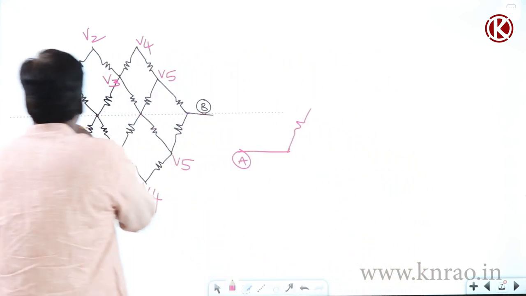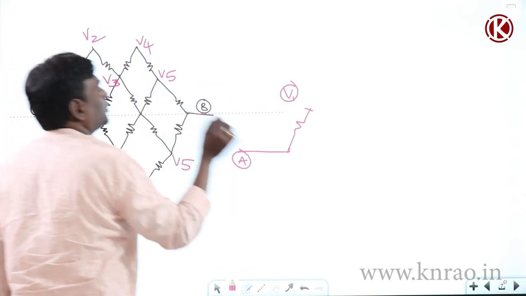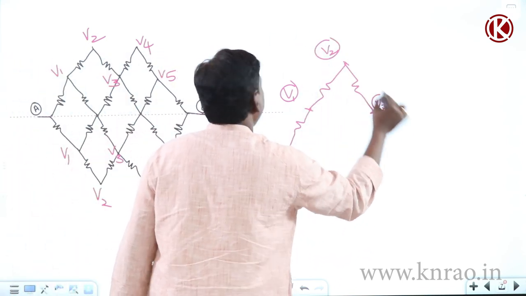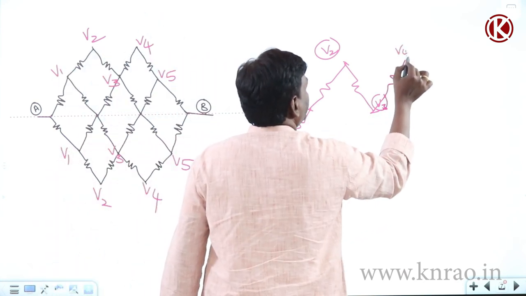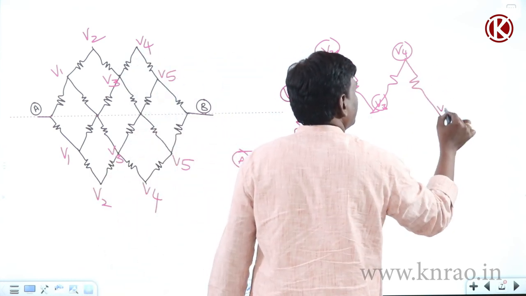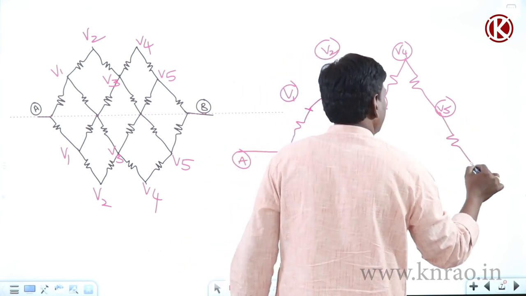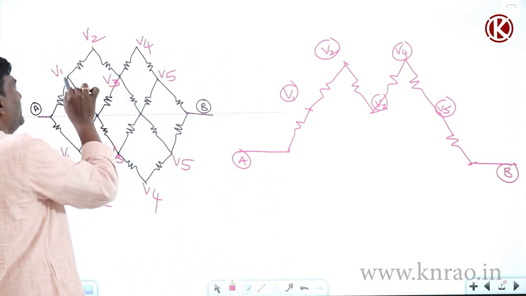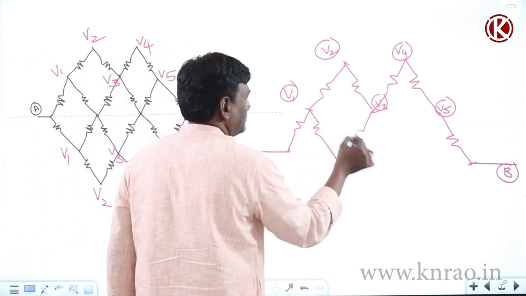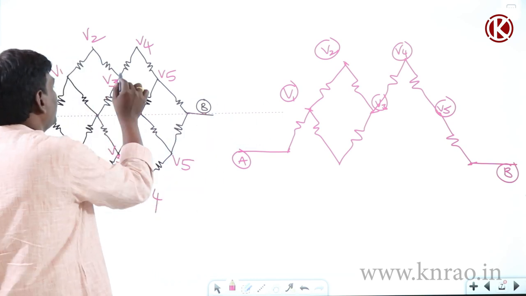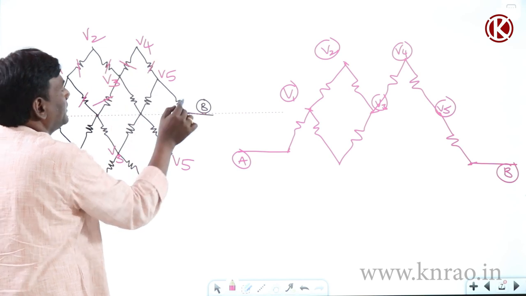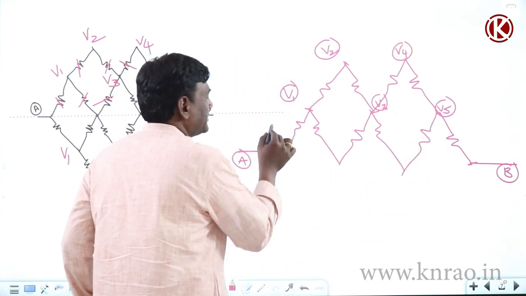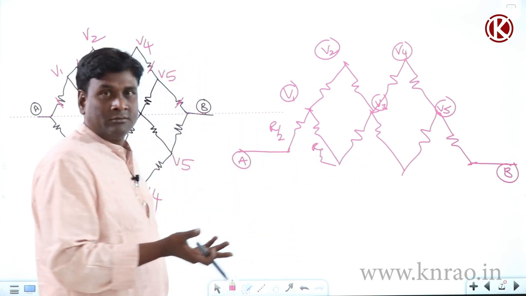Now, from A to V1, this is V1. From V1 to V2, V2 to V3, V3 to V4, V4 to V5, V5 to VB. This is going to be B. Now let us add the remaining from V1. This I have taken, this, this. And from V3, this is gone, this is gone, and so on. So from V3 to V5. Now each and every resistance is R by 2, because of symmetry.